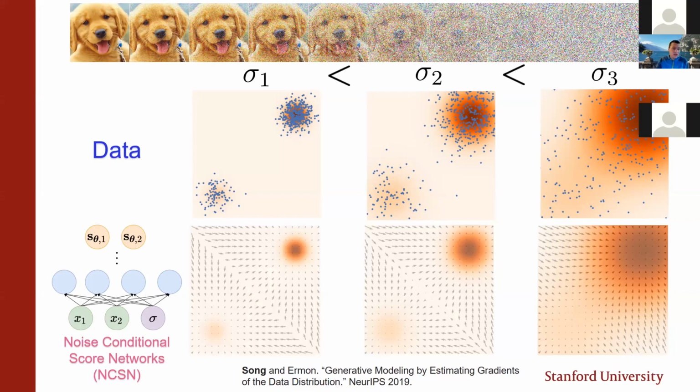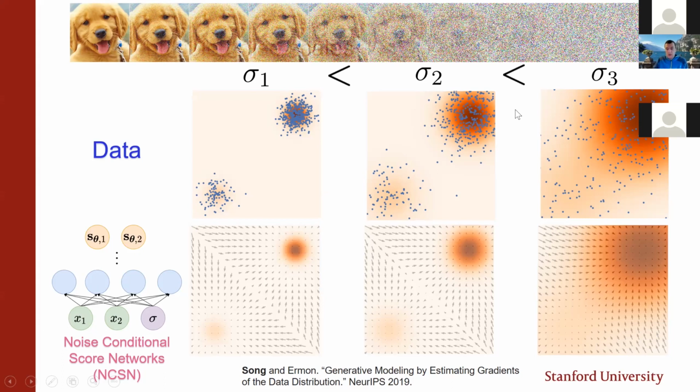So we have a single noise conditional score network that will take as input x and a noise level, and will try to estimate the vector field corresponding to the data density perturbed with Gaussian noise with that intensity sigma. And so there's going to be a single model that will try to come up with an estimate of all these vector fields, which are going to be different because we're adding different amounts of noise.